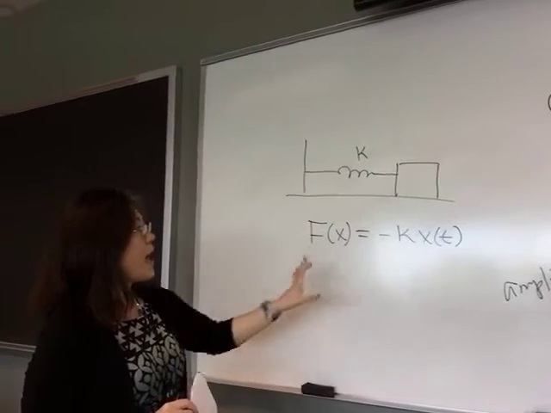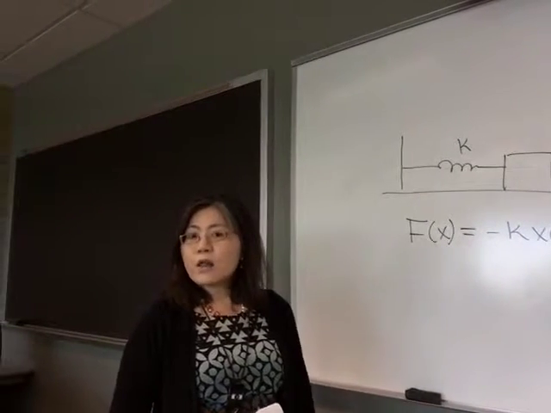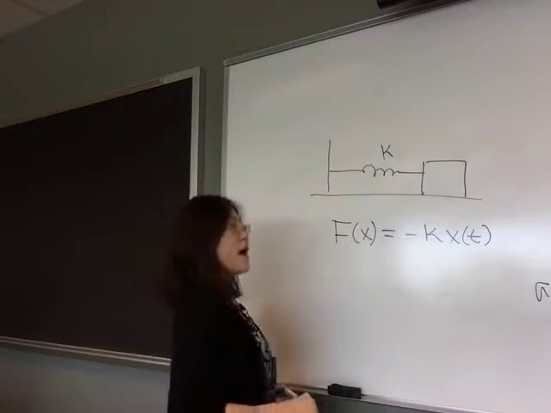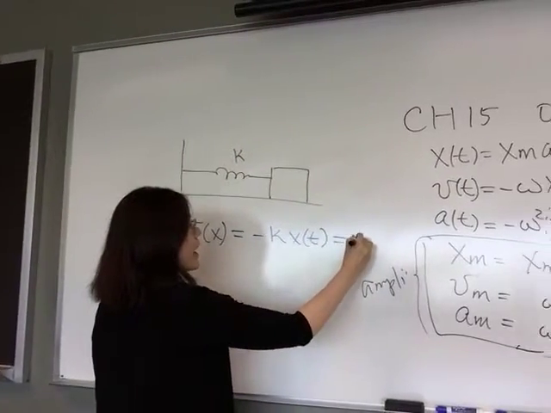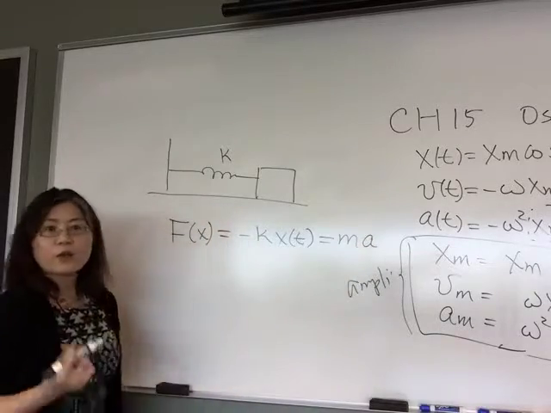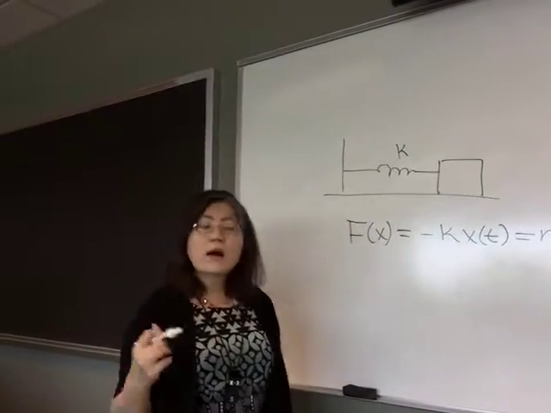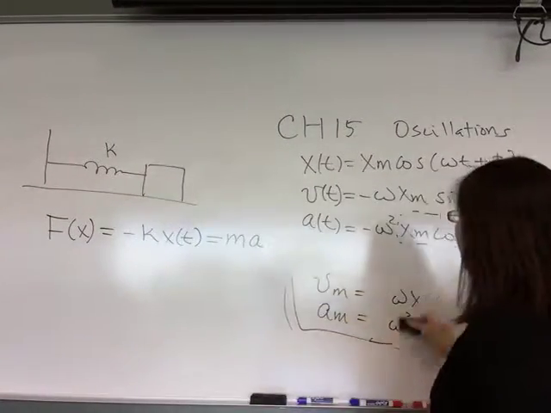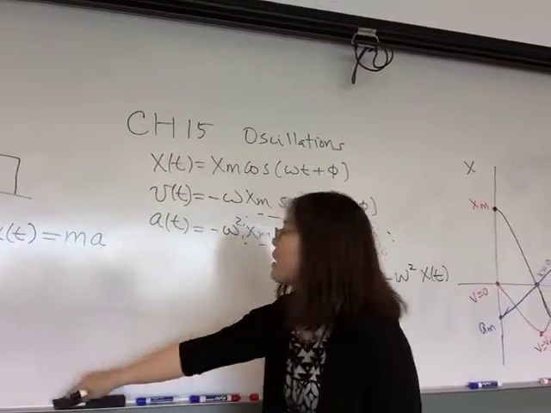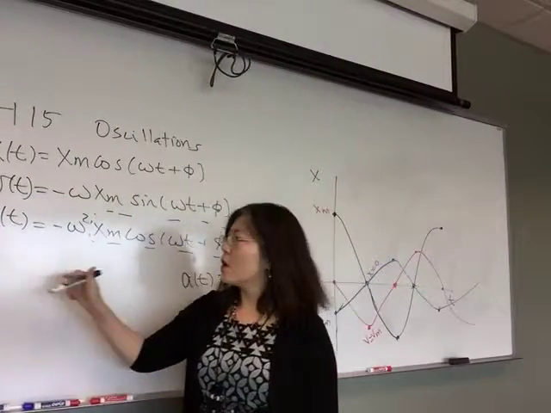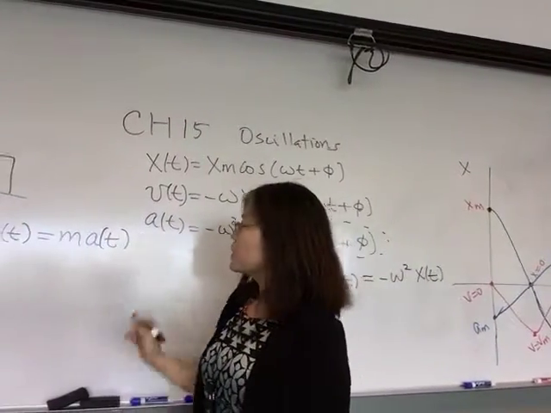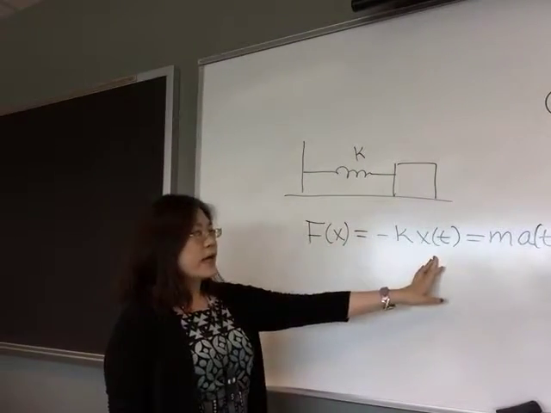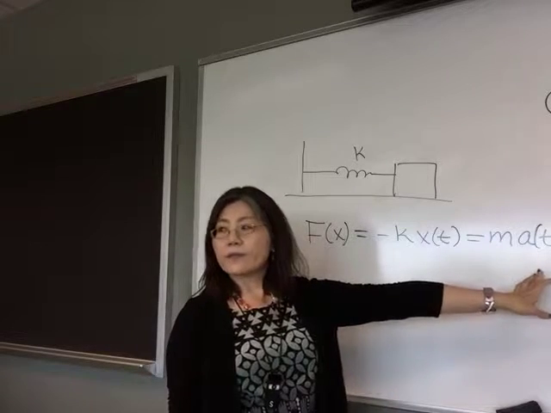And we also know that by Newton's second law, force is equal to ma. So that is also equal to ma. And again, your acceleration is no longer a constant value. It is now a function of time for simple harmonic motion. And we also have those expressions laid out right here. So you have the force, which is equal to negative kx, and that's equal to ma. Okay.